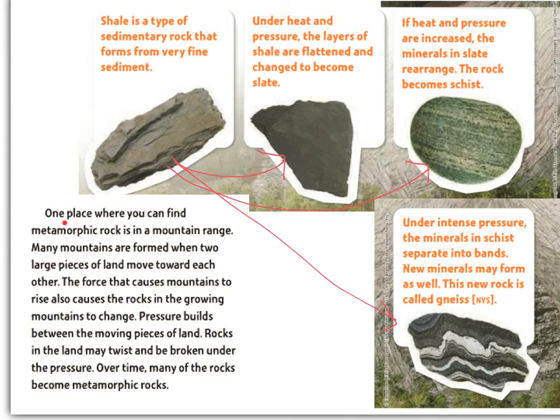Let's read. One place where you can find metamorphic rock is in a mountain range. Many mountains are formed when 2 large pieces of land move toward each other. The force that causes mountains to rise also causes the rocks in growing mountains to change. Pressure builds between the moving pieces of land. Rocks in the land may twist and be broken under pressure. Over time, many of them become metamorphic rocks.